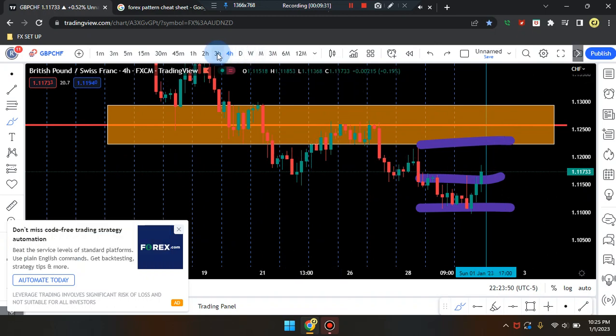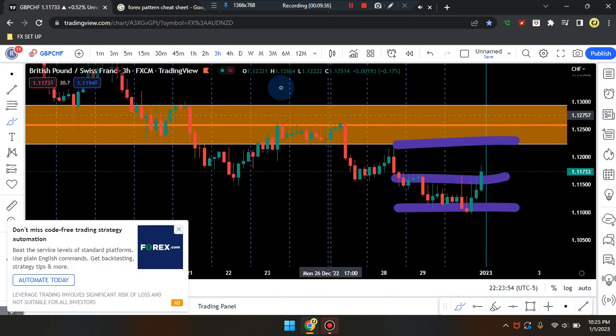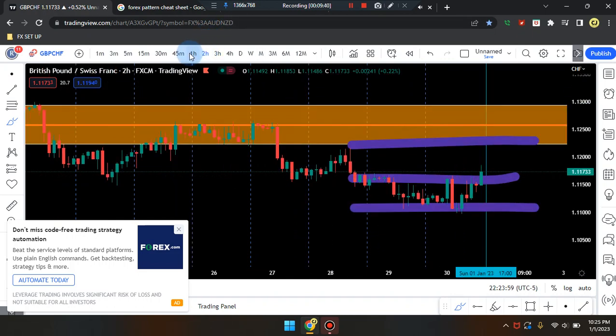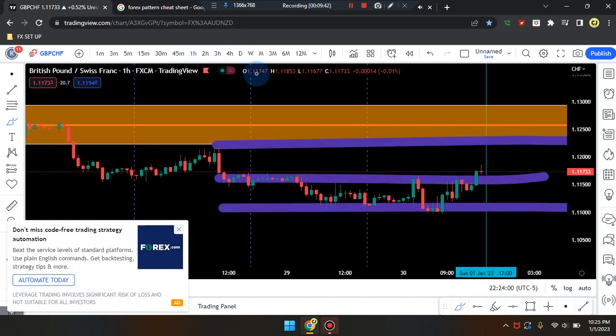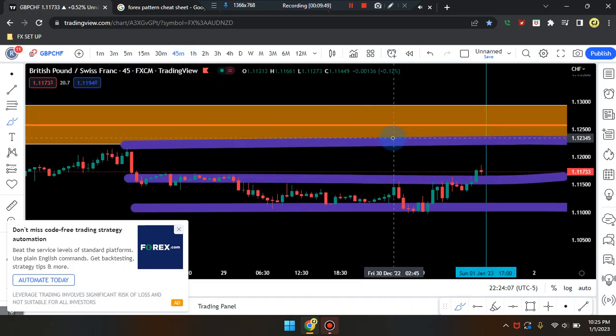Headed down to the 3-hour time frame, still breaking that midpoint that we created. Headed down to the 2, same as well. Headed down to the 1. Now we have the retest. We have to break the retest. We're going to see if that market's going to push. Headed down to the 45, same candle retest.